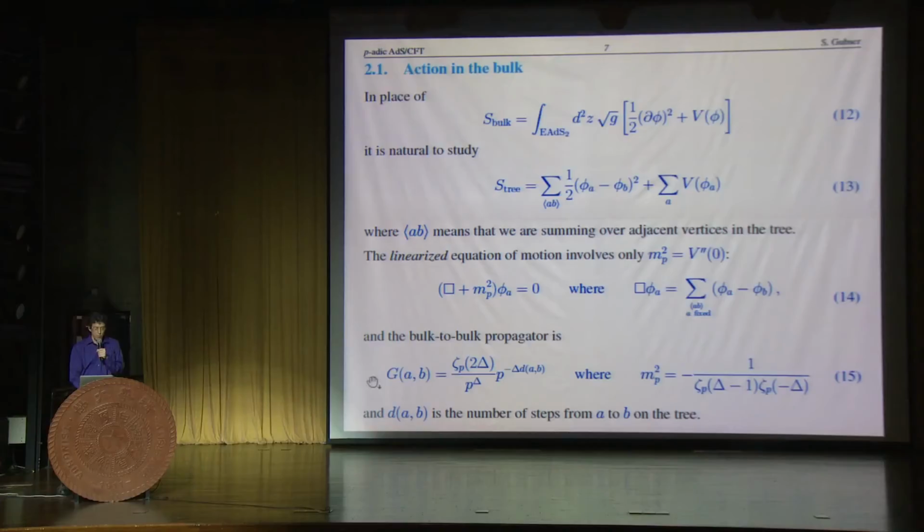And in particular, to find a bulk-to-bulk propagator which takes this form, where I'll tell you in a moment what this zeta sub p thing is. D of A and B is the distance on the graph, the distance on the tree, meaning how many steps do you have to take to get from A to B. It's a well-defined number because the graph is a tree. And there's a relation between the mass, again, a real number, and the dimension, also a real number, which is quite reminiscent of the usual AdS/CFT relation between bulk masses and boundary dimensions.